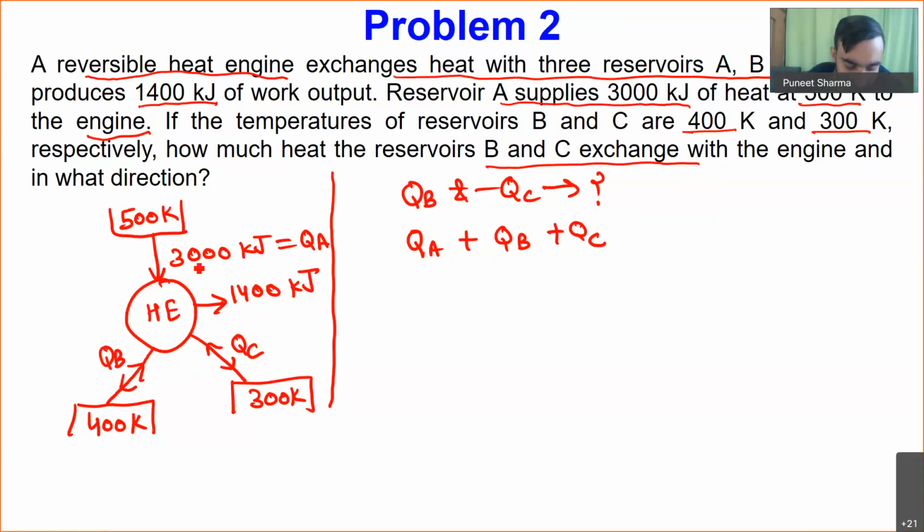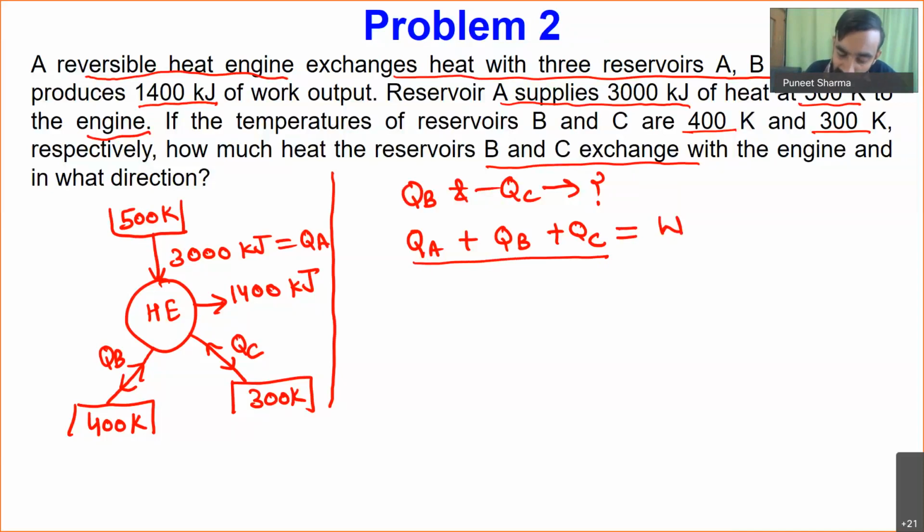Now you can see this 3000 is heat moving away from the reservoir. At the moment we are considering heat moving away from the reservoir as positive. Okay, this point is clear. That's why I have assigned QA as a positive term, and I am assigning QB and QC also as positive for now, meaning this heat is also released from these reservoirs. Whatever this net heat interaction is will be equal to the amount of work produced by the heat engine, because the heat engine operates in a reversible cyclic manner.